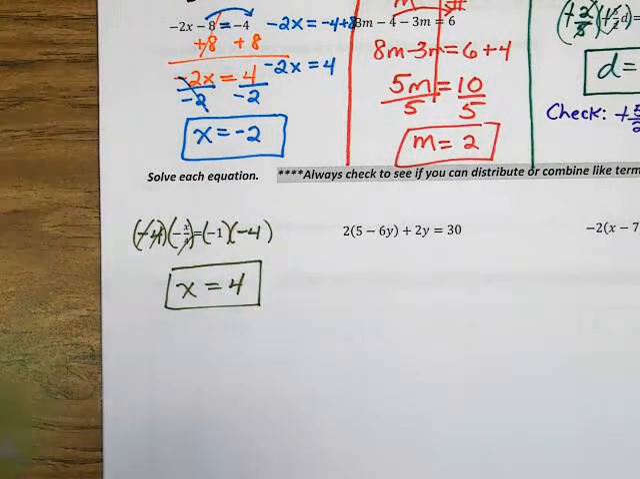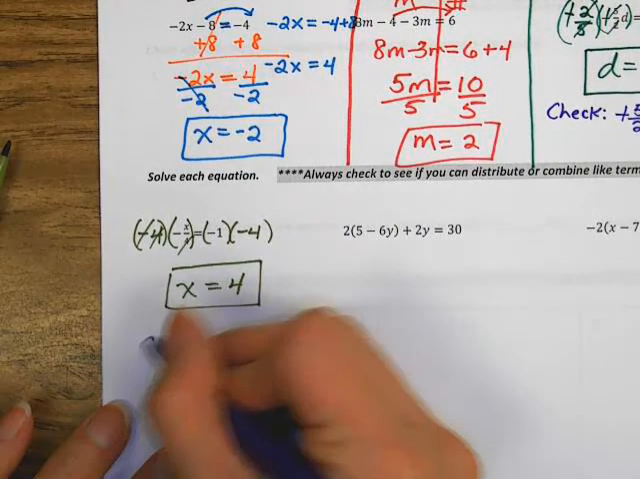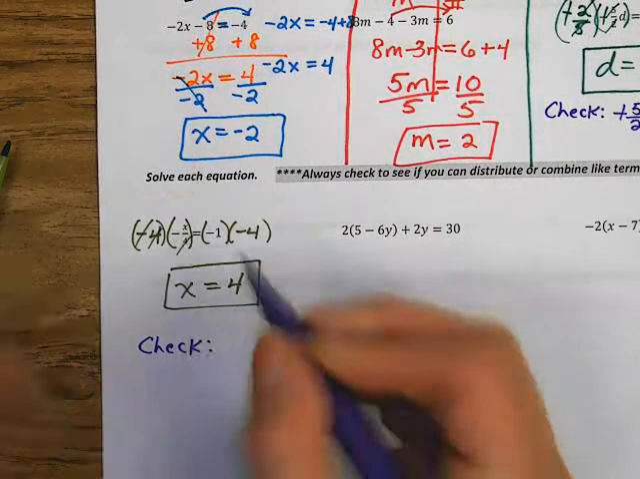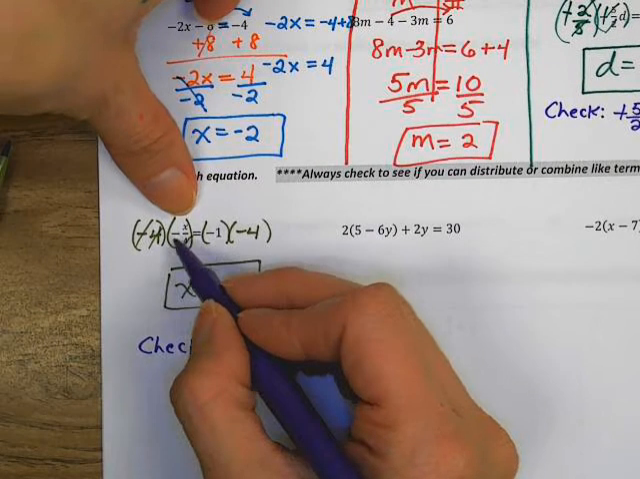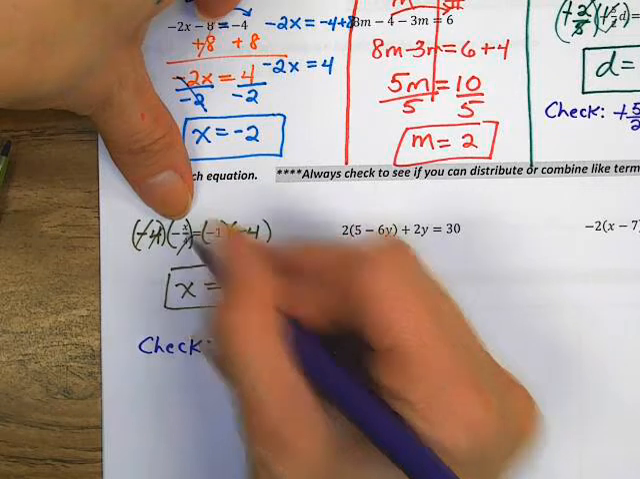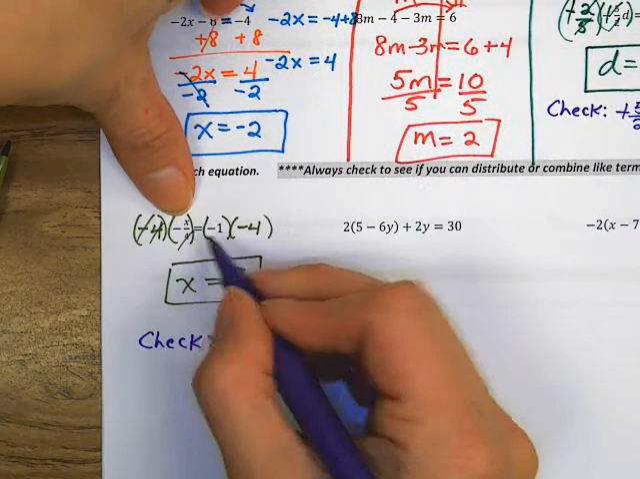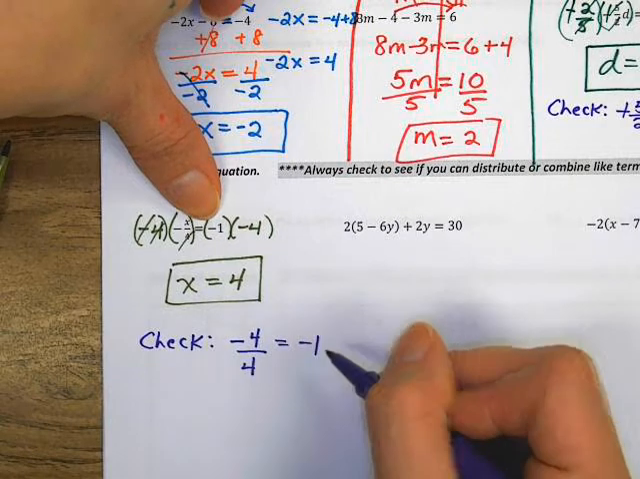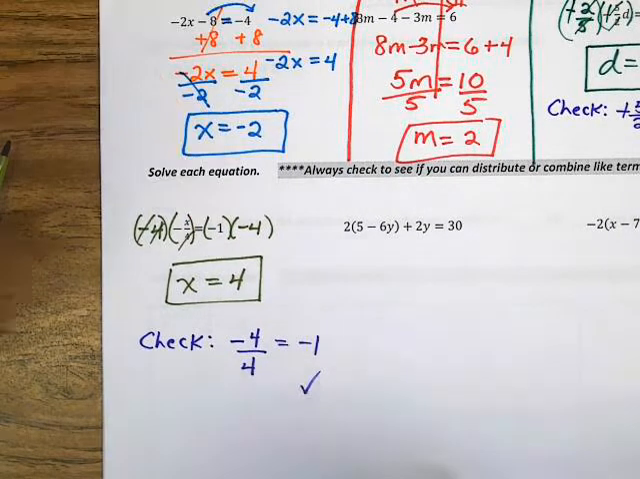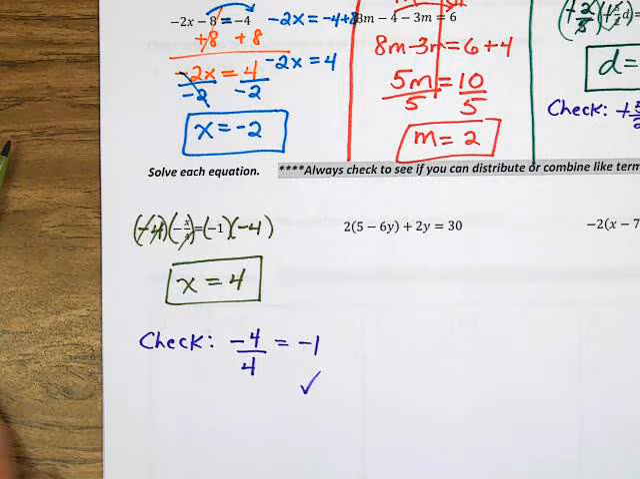Okay, let's go ahead and show how you would check. With your calculator, what you would do is type the original problem, negative, the x is 4, I think, and divide by 4. Does that make negative 1? And yes, it does. That's definitely the correct solution.